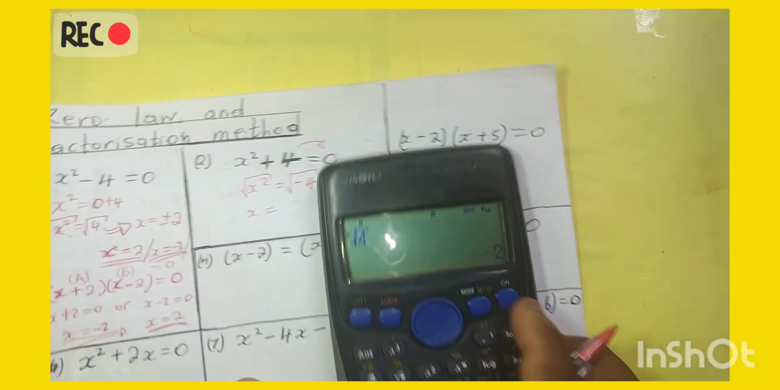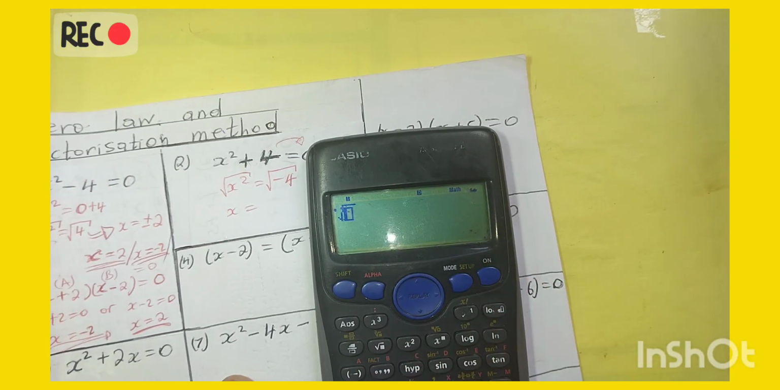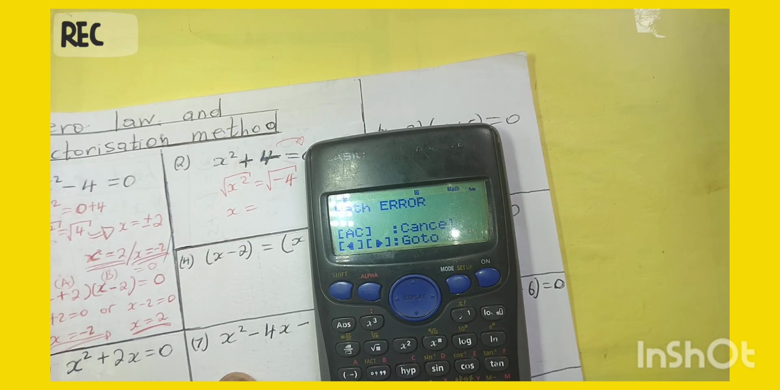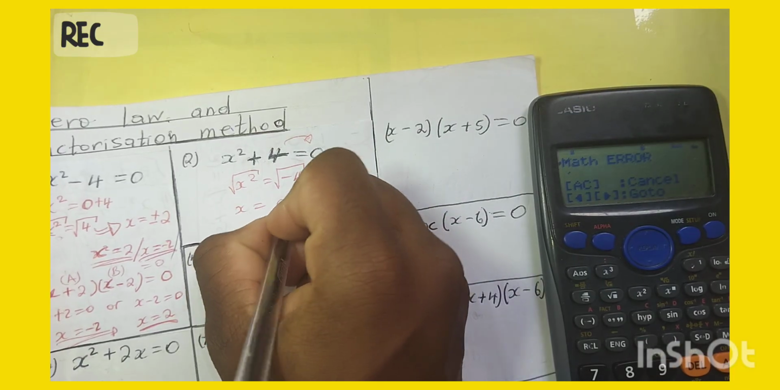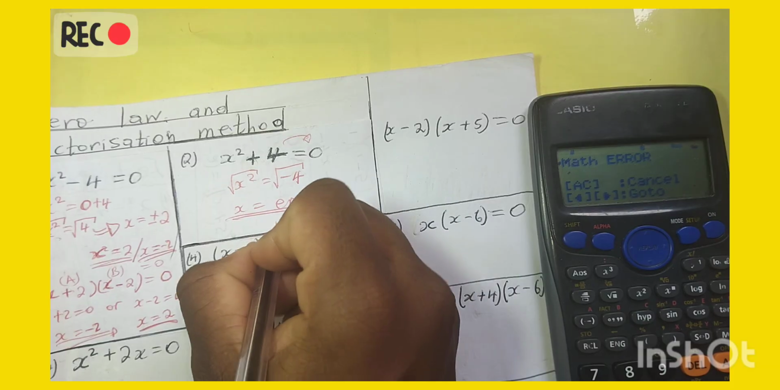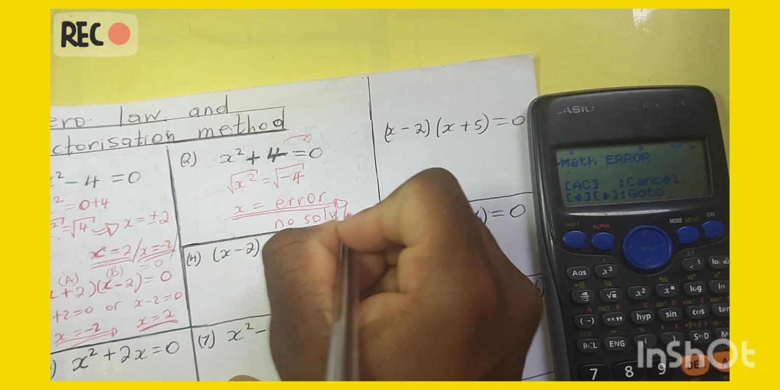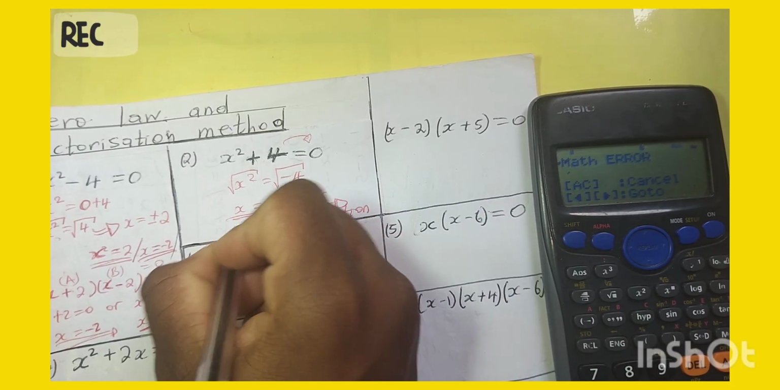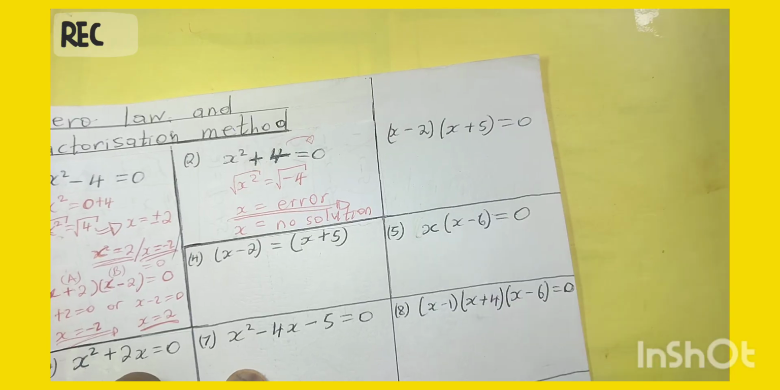You will find out that when you press this on a calculator, you will get an error. Meaning this thing is an error. What does error mean? It means no solution. It means this question doesn't have a solution.